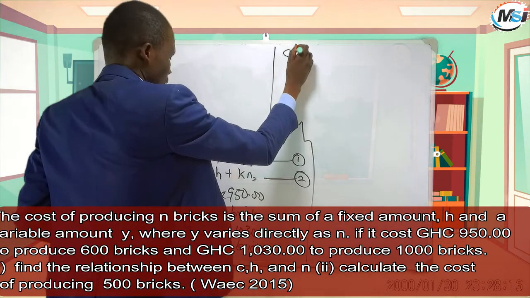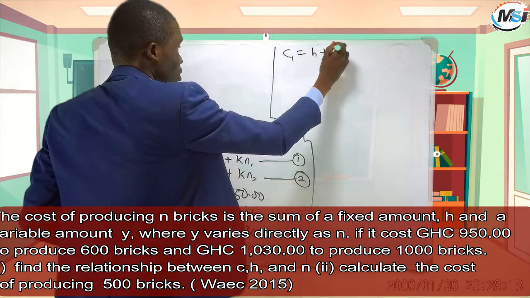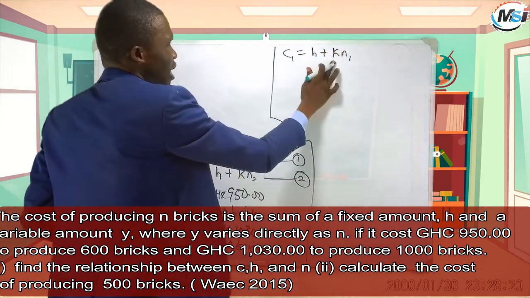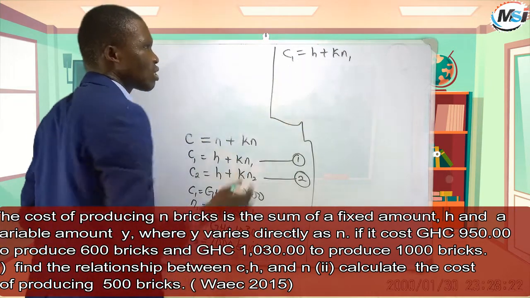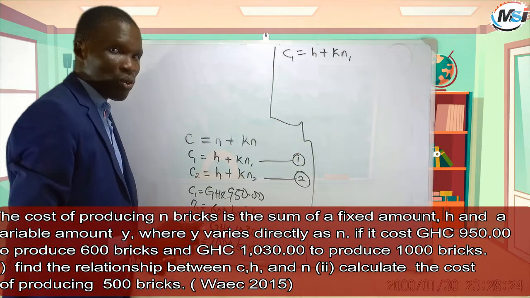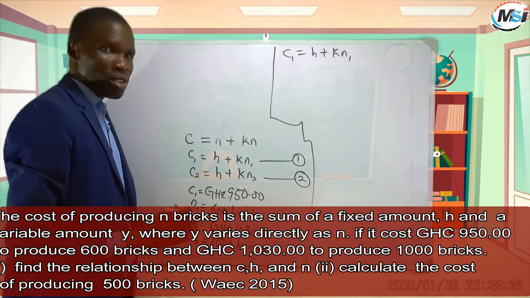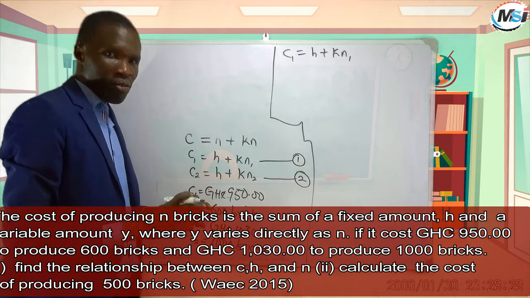C1 equals H plus K N1. K is constant and H is also constant. We have two constants there. So you need to understand this very, very well.